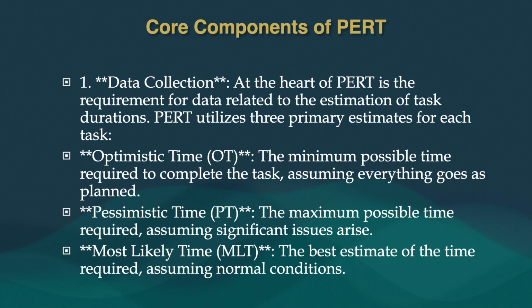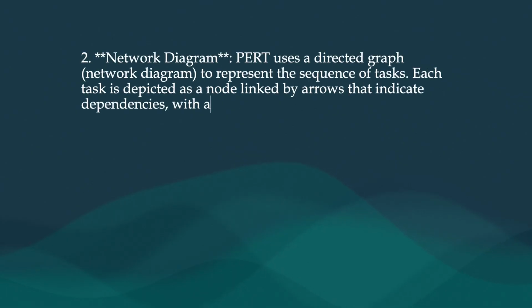What is optimistic time? OT, optimistic time, is the minimum possible time required to complete the task, assuming everything goes as planned. Next is pessimistic time, the maximum possible time required, assuming significant issues arise. Lastly, most likely time, MLT, is the best estimate of the time required, assuming normal conditions. Next is the network diagram.